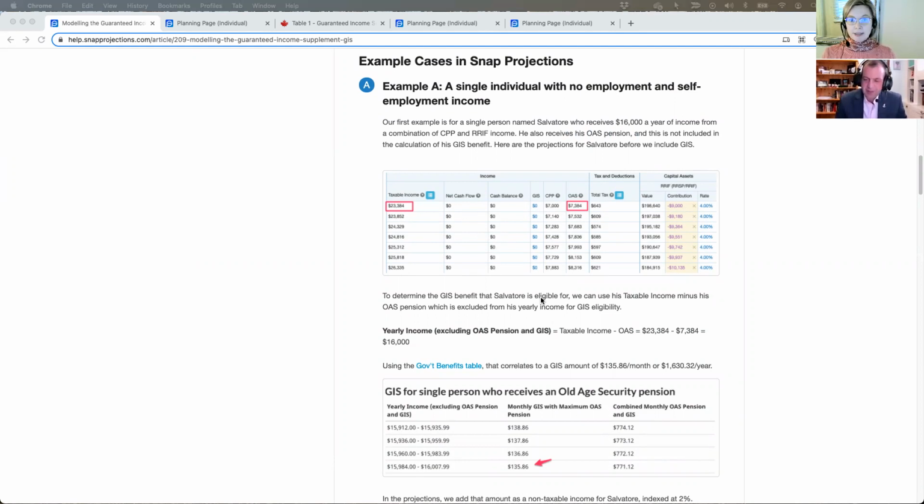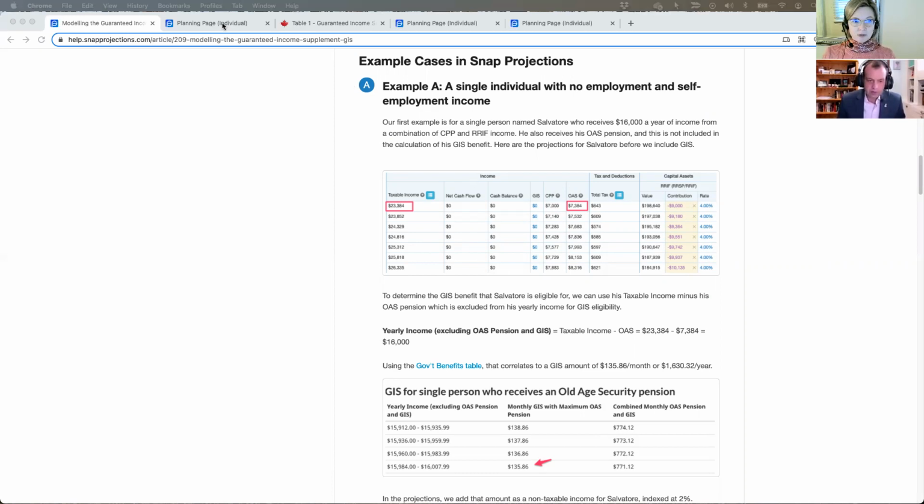Right. We're just going to talk about a couple of exceptions. The first example is going to be the simplest one, so we'll get started with an easy one. Basically, we're going to look at a single person with no employment income, no self-employment income. They're receiving income from OAS, from CPP, and from RIF income.